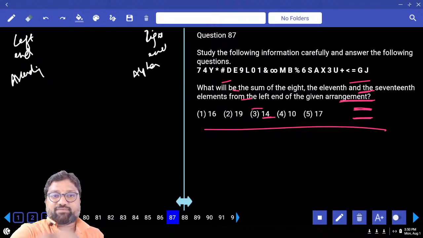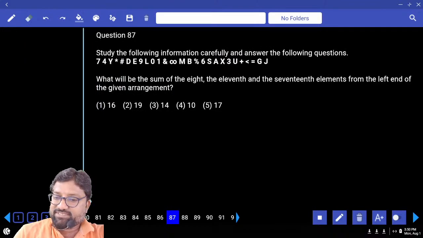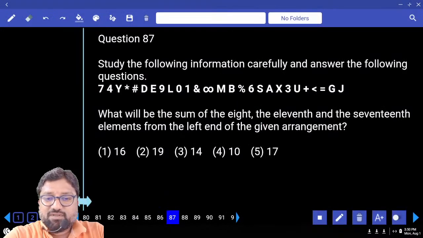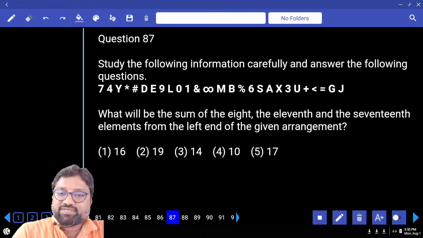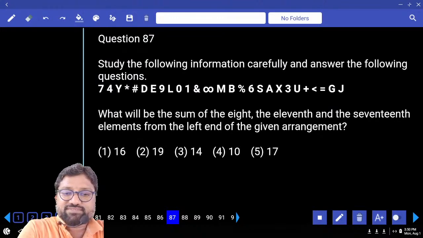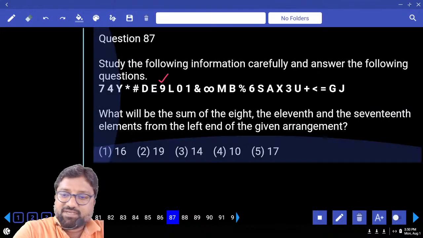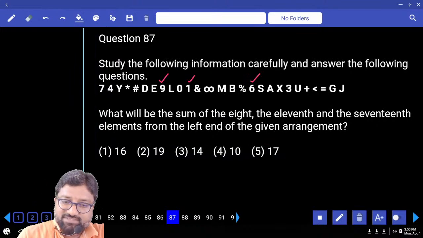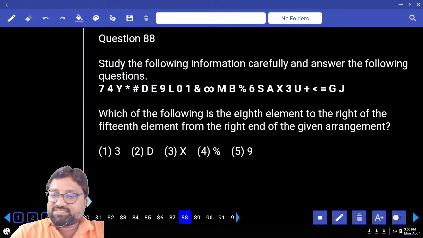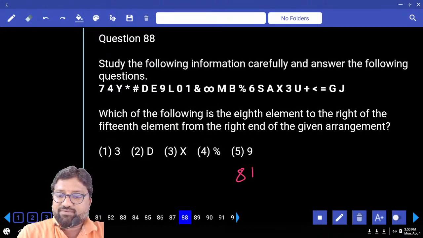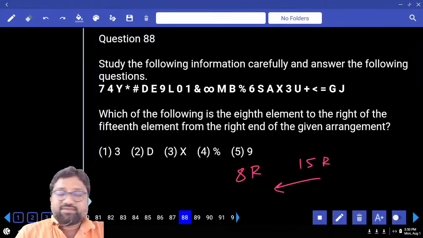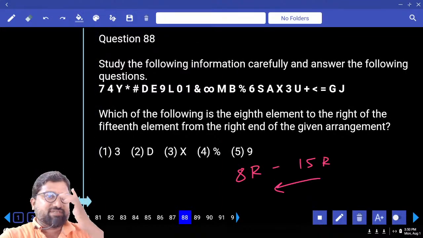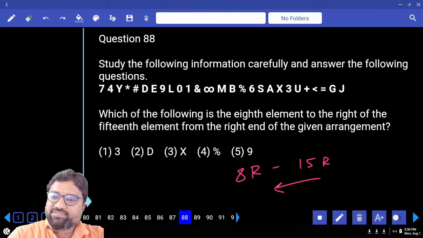We'll go for 87 to 89. What will be the sum of the 8th, 11th and 17th elements from the left hand of the given arrangement? What is 8th? 1, 2, 3, 4, 5, 6, 7, 8. 8th is 9. Next is 11th, which is 1. And then 17th: 12, 13, 14, 15, 16, 17. 9 plus 1 plus 6. What's your answer? 16. Which of the following is the 8th element to the right of the 15th element from the right hand? Reverse. Minus. 15 minus 8 is 7. 7th from the right hand: 1, 2, 3, 4, 5, 6, 7.